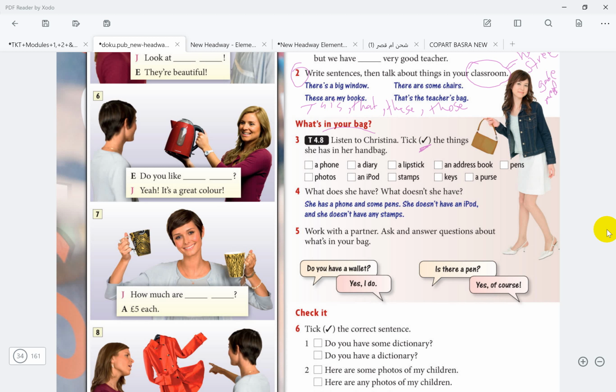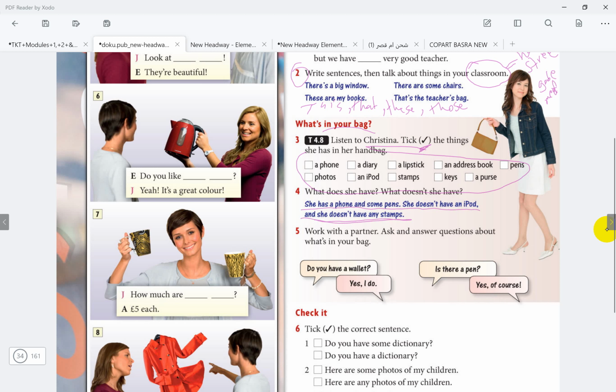Okay, so guys, please try to find out what are the things inside the bag, Christina's bag. Give me the answers through Google Meet. What does she have, what doesn't she have? So for example, she has a phone and some pens. She doesn't have an iPod. See? And she doesn't have any stamps.